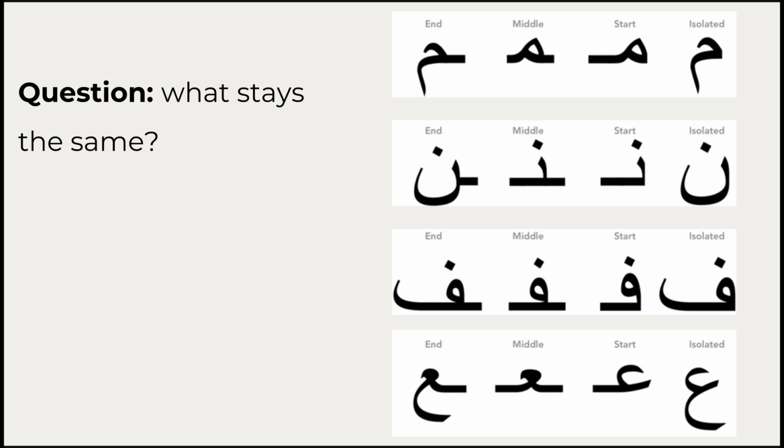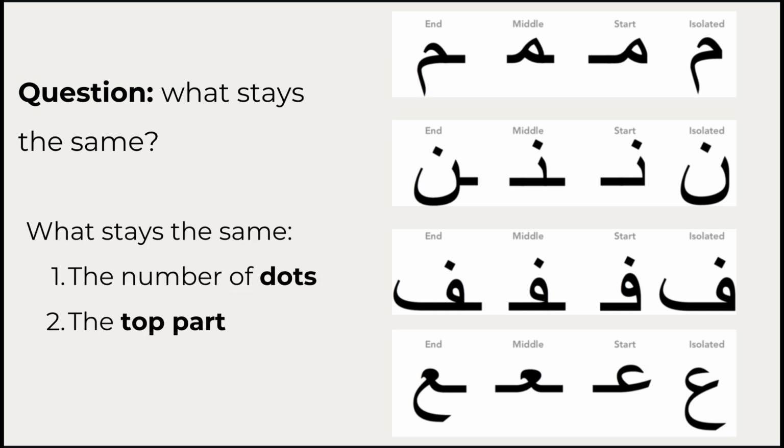Actually, 2 things stay the same. The first thing is the number of the dots, and the second thing, the top part. So Harful Noon, for example, will always have 1 dot on top. Harful Fa always has also 1 dot on top. It will never change. And the same is with the Ba, with the Ta, with the Ya, with the Sa.